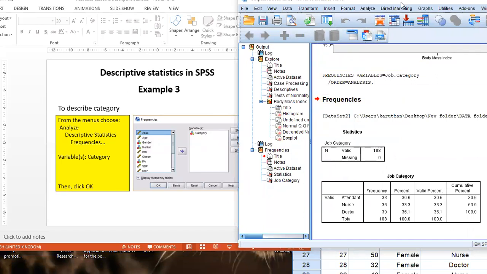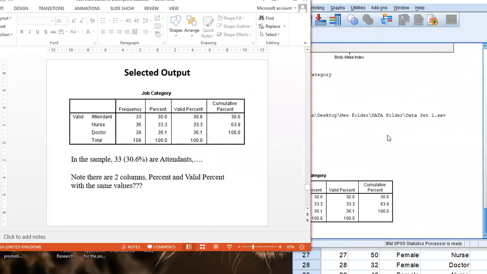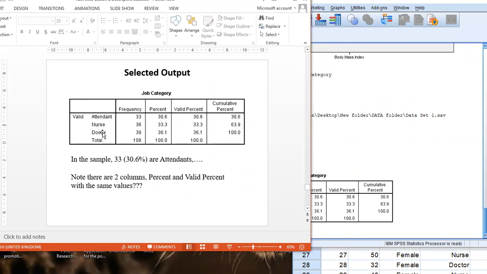Okay, so look at the output. Very simple. So what do you say? Attending were nurses and doctors. The sample was 108. 33, 30.6% were attending doctors. Nurses 36, 33.3%. Doctors 39, 36.1%. Just describing this.